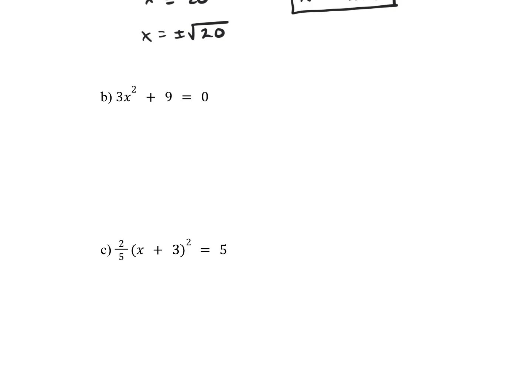All right, let's try this one together. So again, I'm always going to isolate first. Now here, I end up with x squared equals -3.